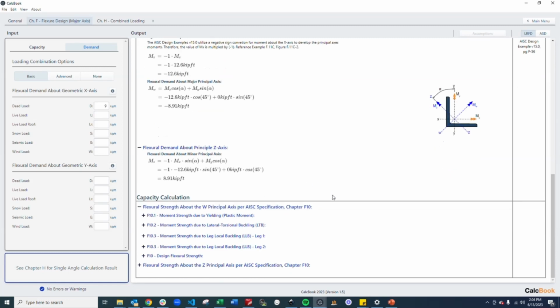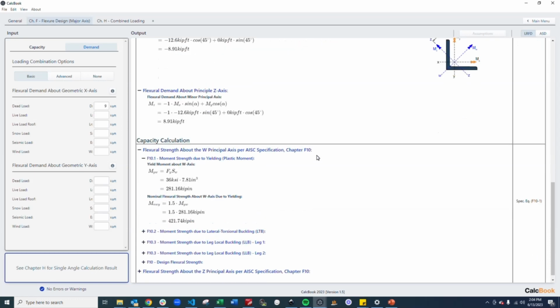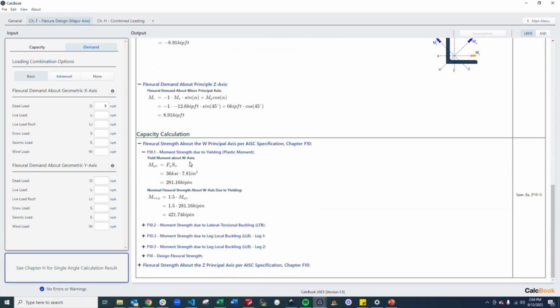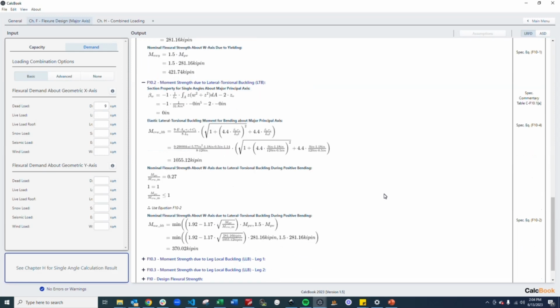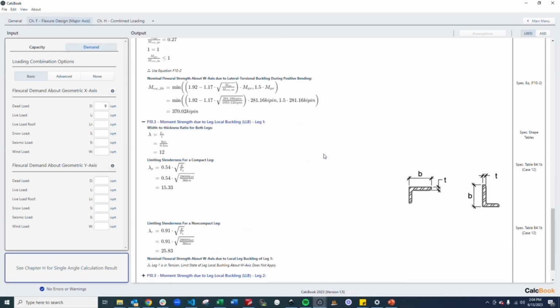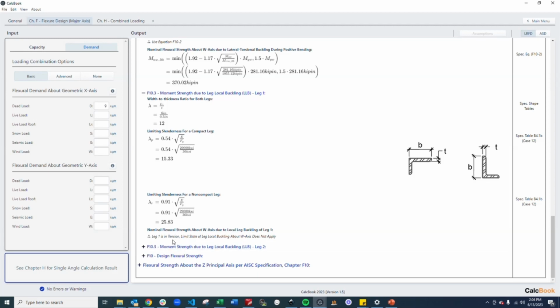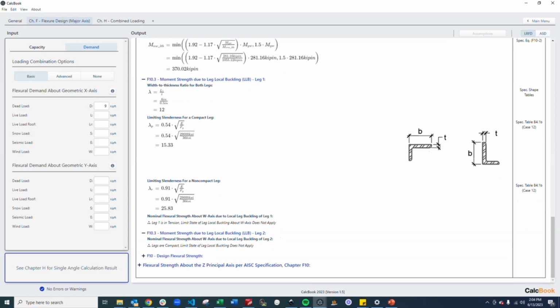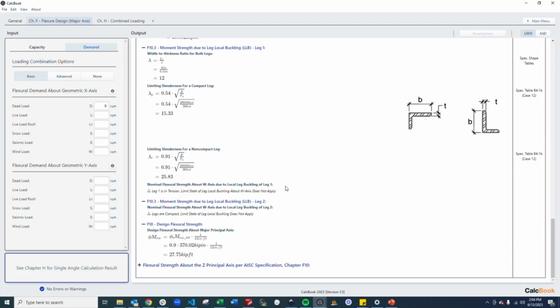Then we check our flexural strength about the principal axes. We look at the w-axis first. We look at our moment strength due to yielding. Then we go into our moment strength due to lateral torsional buckling. We have lots of complicated equations here, but it's all taken care of by CalcBook. And we look at the local leg buckling. For this one, leg 1 is in tension, so there is no buckling. For leg 2, it's compact, so leg buckling does not apply. So our design flexural strength is controlled by lateral torsional buckling at 27.75 kip feet.